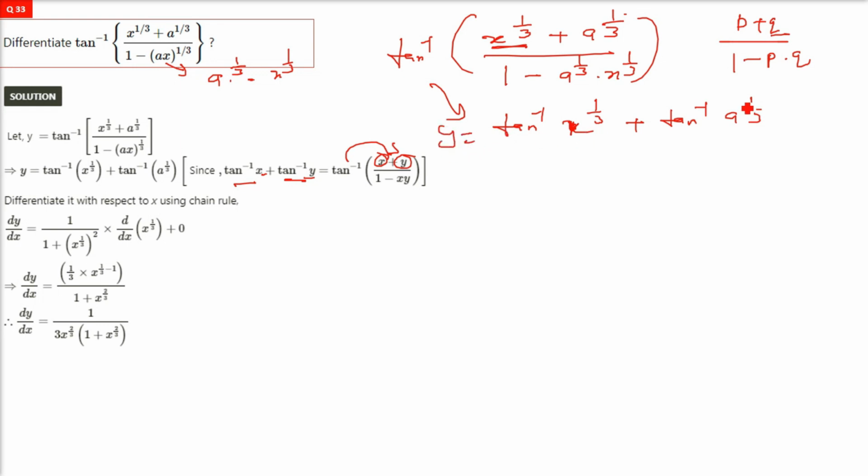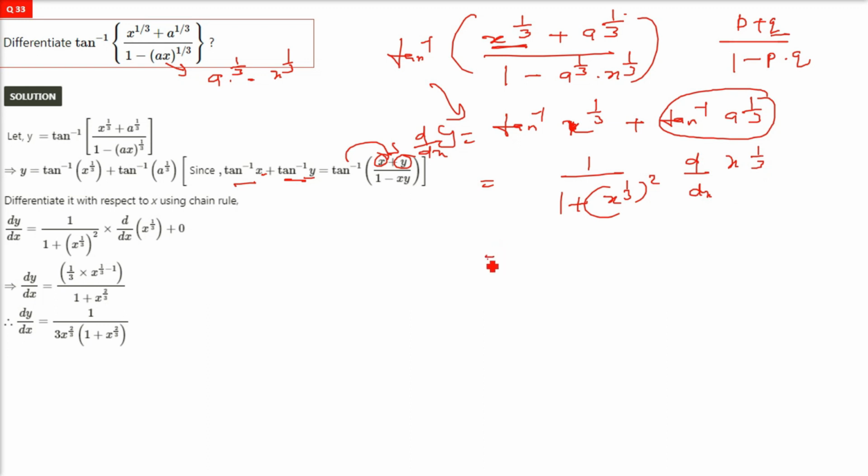So now it will be clear to you. You just have to differentiate this for dy by dx. Tan inverse a raised to 1 by 3, there is no x, so it is going to be 0. It is considered as a constant. And then we have 1 plus x to the power 1 by 3 whole square, because the differentiation of tan inverse of anything is 1 by 1 plus the square of that thing. Differentiation of x raised to 1 by 3 by the chain rule.